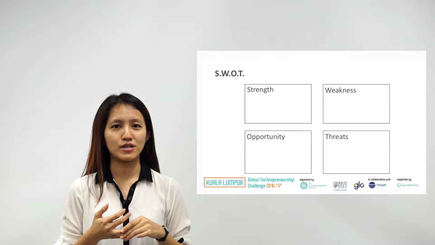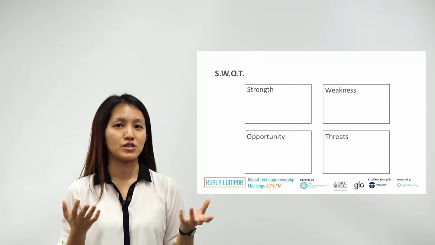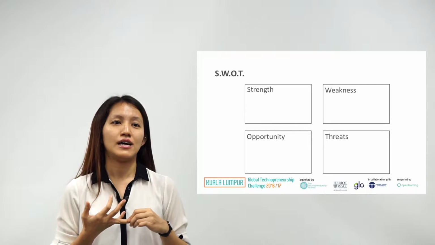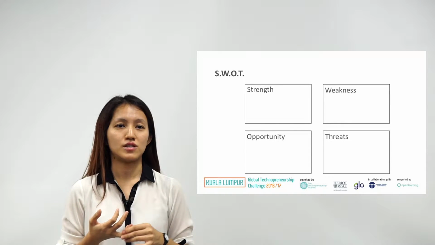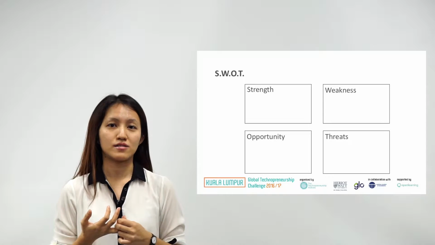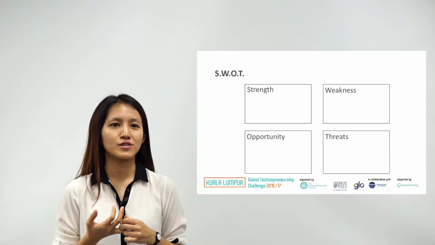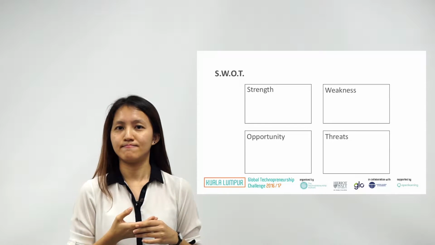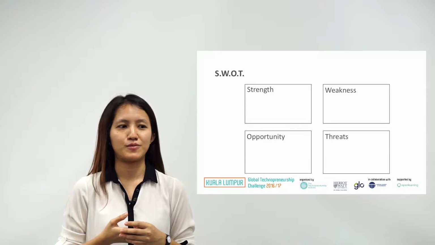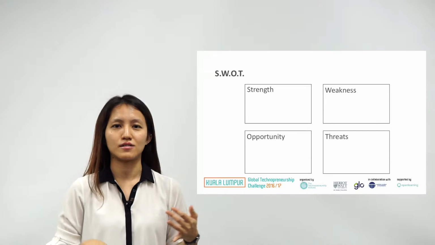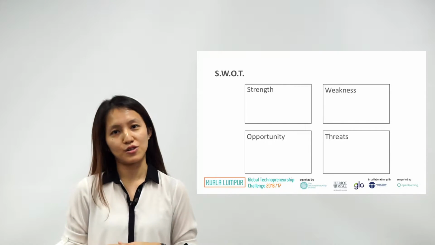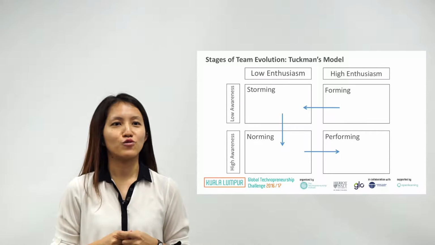You might want to have a look at what sort of opportunities you have that you can make use of as a competitive advantage for your team, as well as the threats. What could possibly threaten your team? There are certain external factors, probably in terms of technology or competition, that could affect your team. So let's move on.